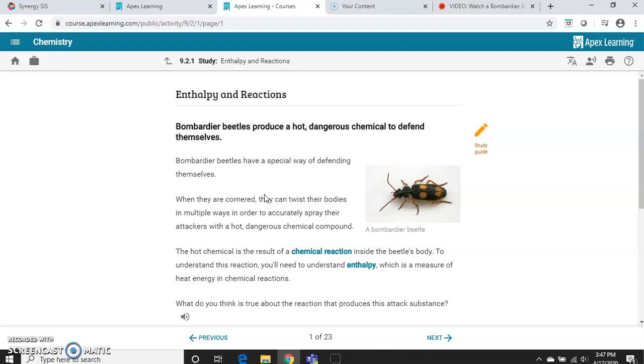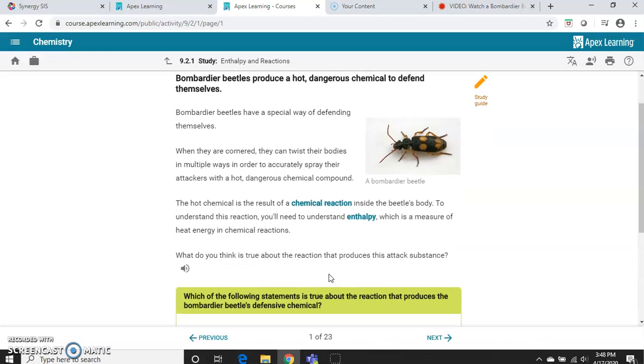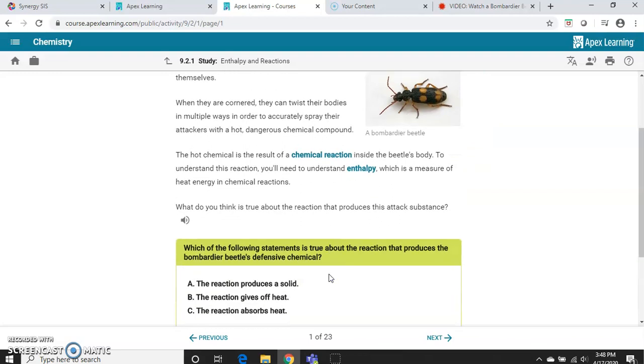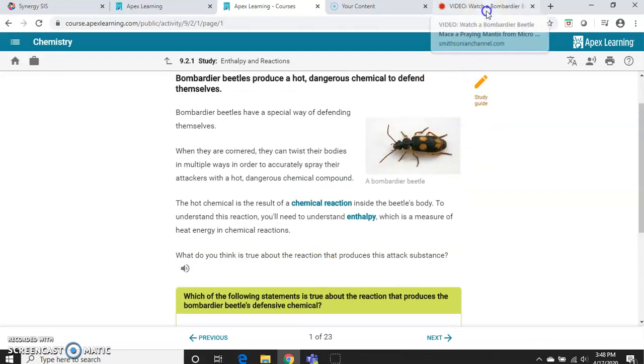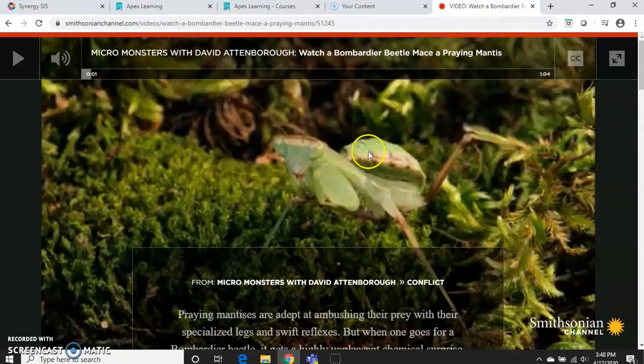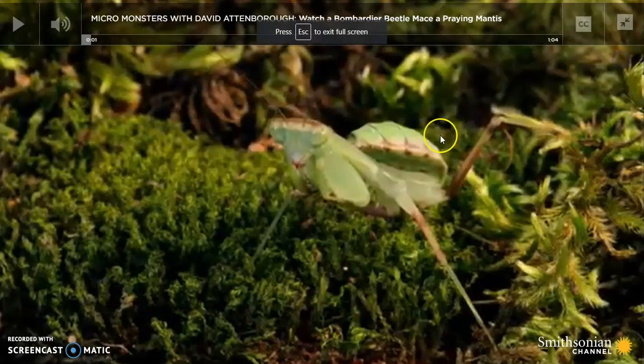The first one, I'm going to show you a little clip of it because it was interesting. These beetles produce this hot, dangerous chemical to defend themselves. They have this chemical reaction that happens inside of them, and it's an exothermic reaction, and it produces this heat, and it's quite crazy. Anyway, Google it sometime. I was a little scared by it, but I'll show you a little video of it. I know you can't hear, but I'll have the captions on. It's attacking this praying mantis.